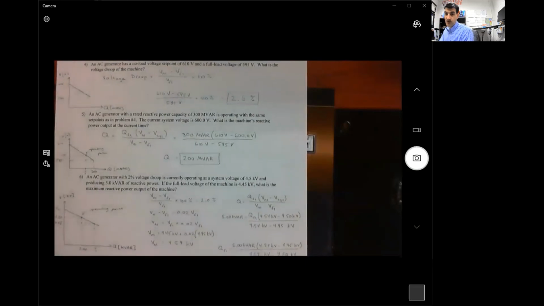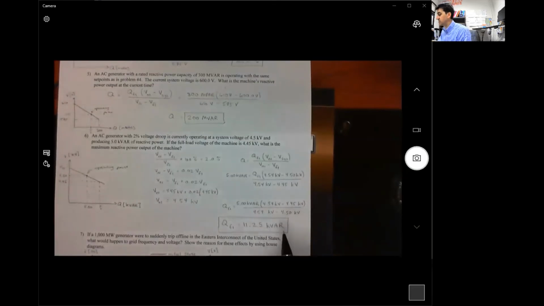So now I can solve for the full load power by multiplying this times both sides of the equation and dividing by this on both sides of the equation. So that's what I do down here, I'm rearranging this equation. And when I solve that, I get a full load reactive power output of 11.25 kilovar, or 11.25 thousand volt amps reactive, or 11,250 var, or volt amps reactive.